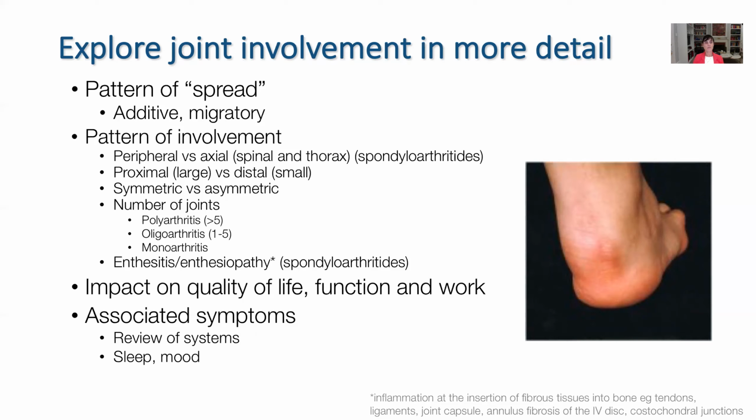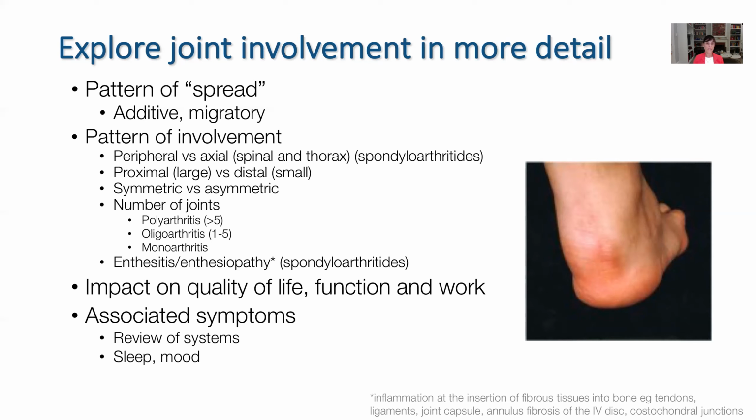Importantly, the pattern of involvement, particularly whether there is involvement of the axial skeleton, both the spine and the thorax, is key to identifying the group of disorders known as the Spondyloarthritides. Peripheral arthritis can occur in Spondyloarthritides, whereas axial involvement is much less common in other forms of arthritis, such as rheumatoid arthritis.